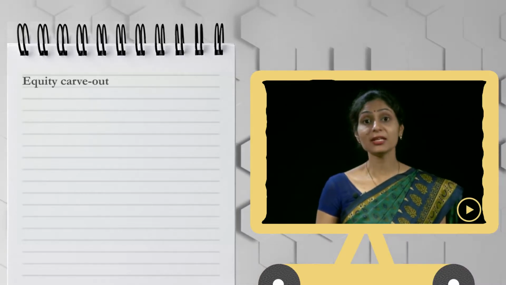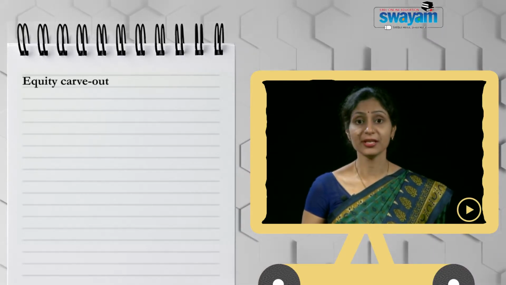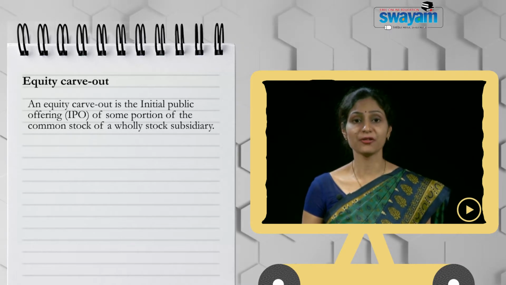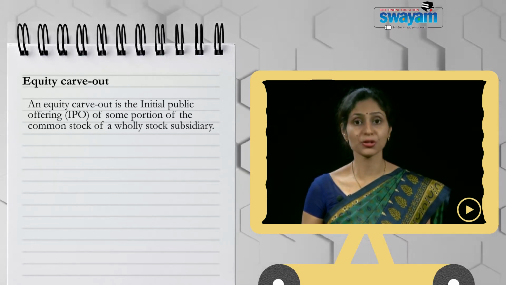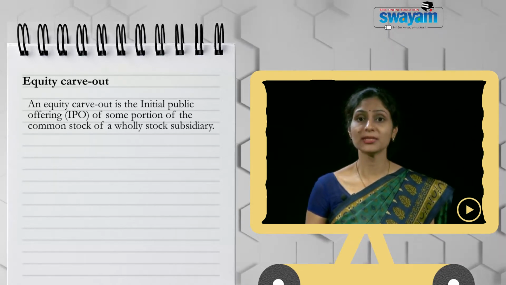Similarly, equity carve out is another variant. It is the initial public offering, that is IPO, of some portion of the common stock of a wholly owned subsidiary.